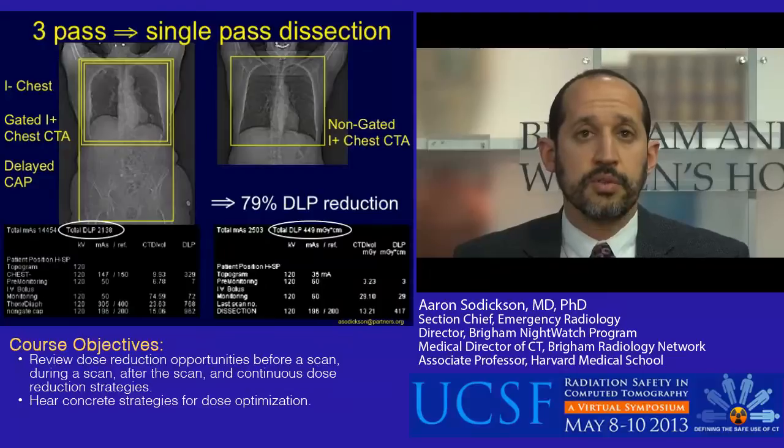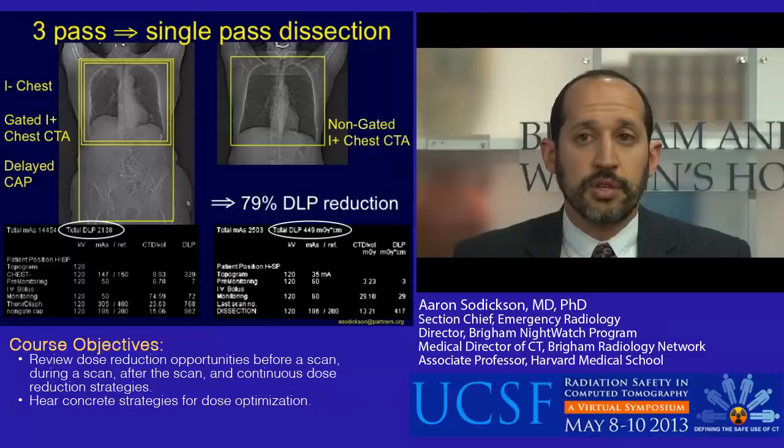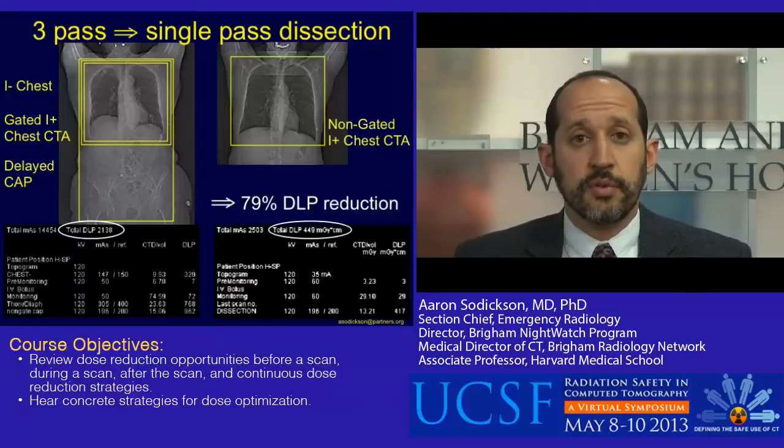Here's what we used to do. We used to do our non-contrast chest scan looking for intramural hematoma, followed by a cardiac gated CTA of the chest, followed by a delayed scan of the chest, abdomen, pelvis, making sure we captured the entire extent of the aortic dissection if it was present. We changed this approach to a single pass, non-gated chest CTA. And as you can see from these two patients, considered to be of comparable size by the scanner, this results in almost an 80% reduction in overall DLP, purely by virtue of removing those additional passes through the patient.